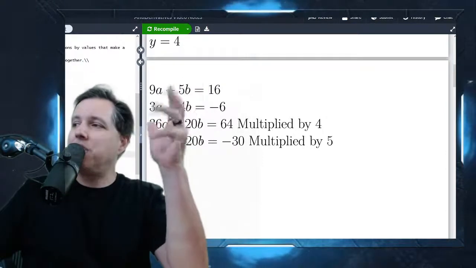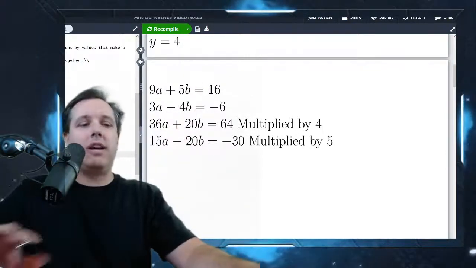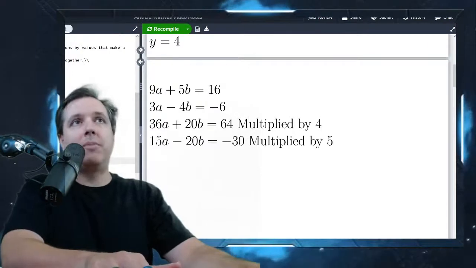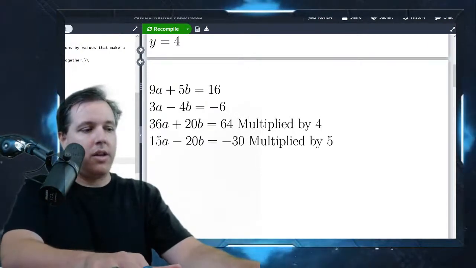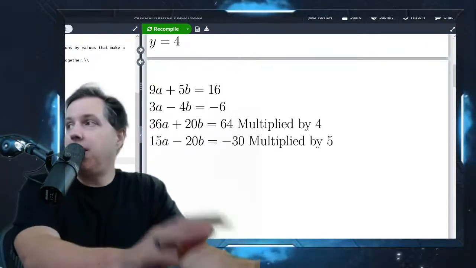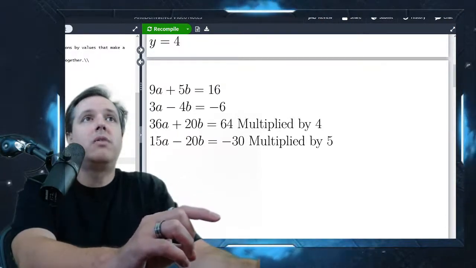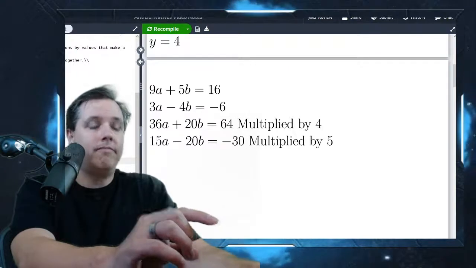Why don't we add those together? So let's do that. So when I add my a's, I'm going to get what? 51a. My b's completely cancel. That was the whole point. And what? 34.